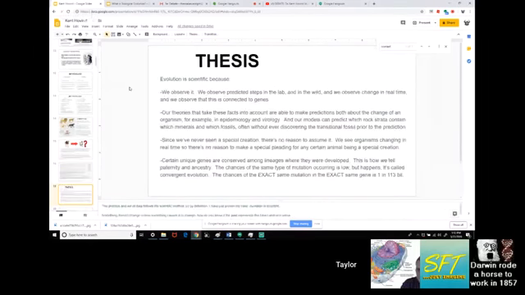Evolution is true because it's scientific, because we observe it, because our theories make testable predictions in virology and geology. And since we've never seen a special creation, there's no reason to assume it. And certain unique genes are conserved among lineages when they develop. And this is how we tell paternity and ancestry within species. And the chances of the exact same type of mutation occurring is low.